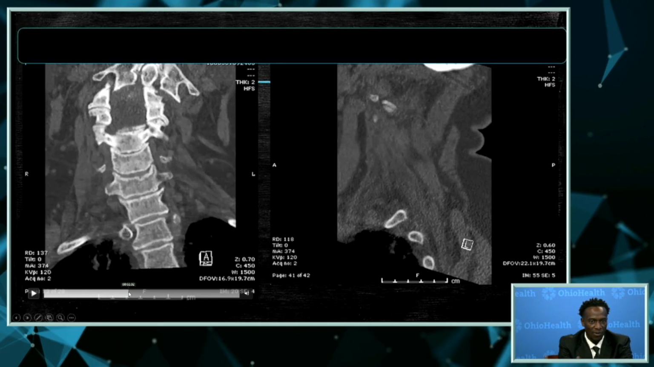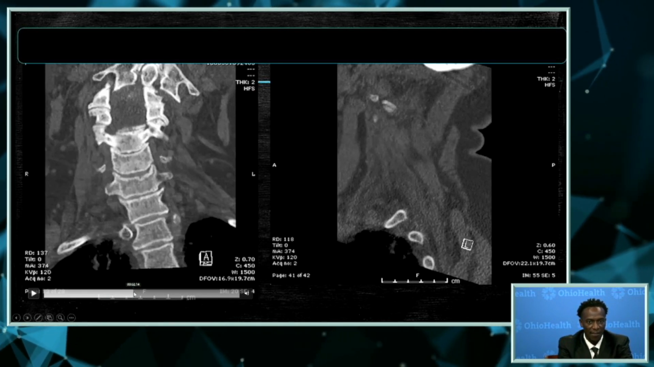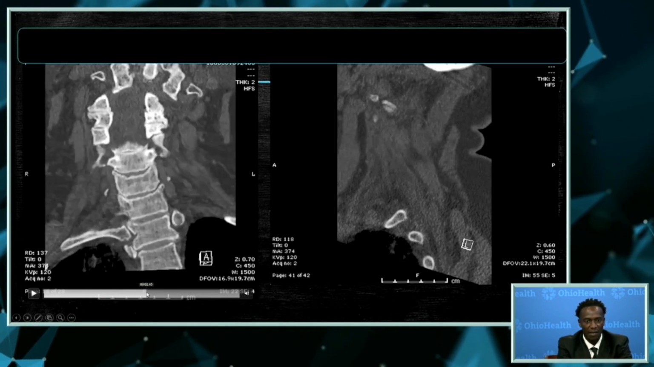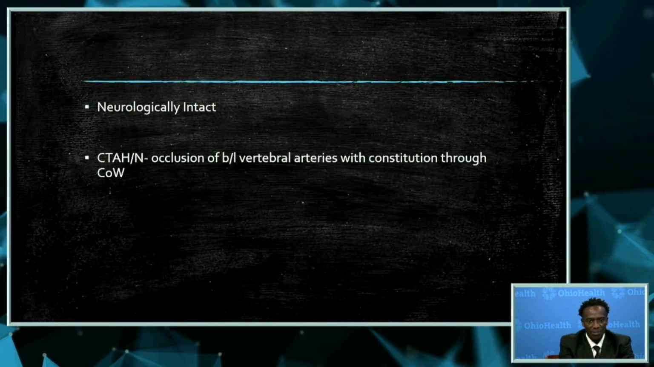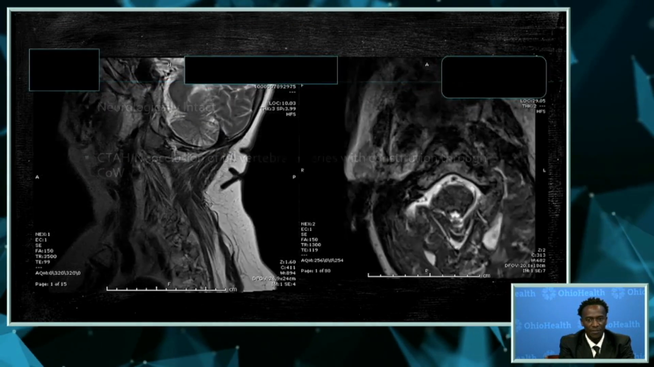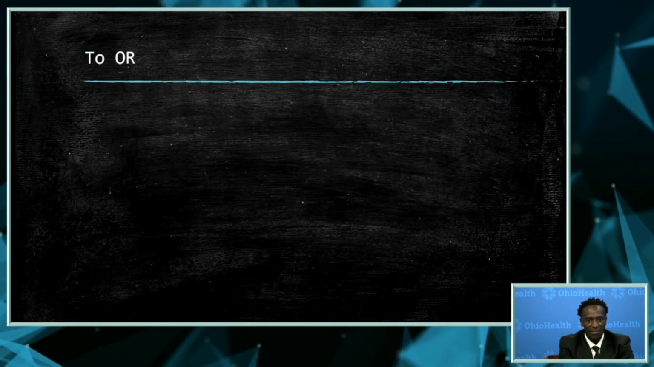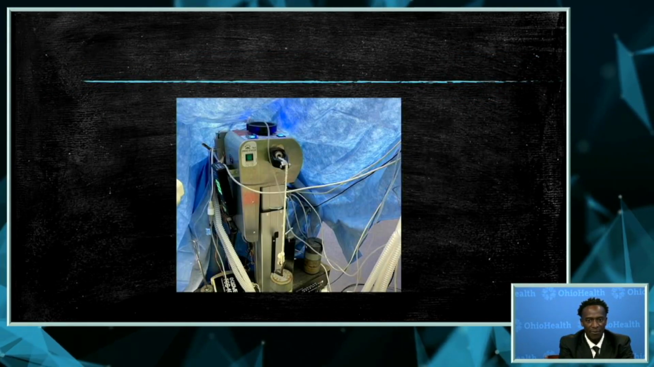So again, look where the odontoid process is. Look at the translation that we have there. All right. So next, move on. So the patient has occlusion of bilateral vertebral arteries. I'll skip that. That was the MRI. We went to the operating room.